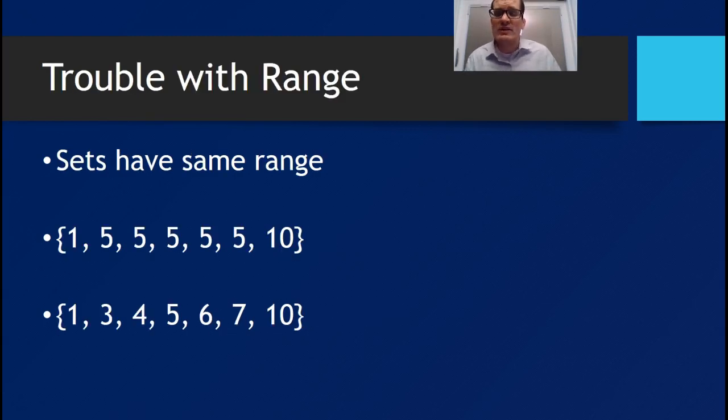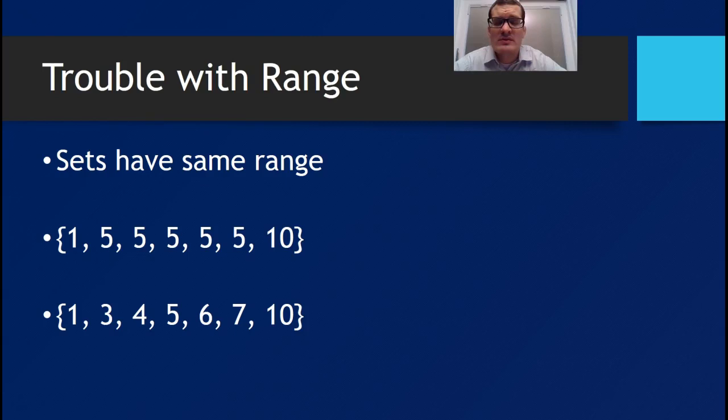Now, one of the troubles with range is the same trouble with mid-range and with median. And that is that it doesn't take into account all of the values. It just looks at the highest and the lowest. So if we take a look at these two sets, 1 and then a bunch of 5s and then 10, and then 1 and then 3, 4, 5, 6, 7 and then 10, these would have the same range. So the middle values don't have any impact on range.